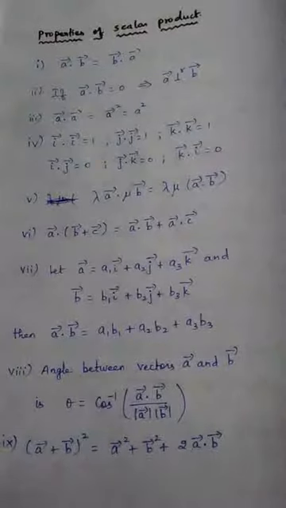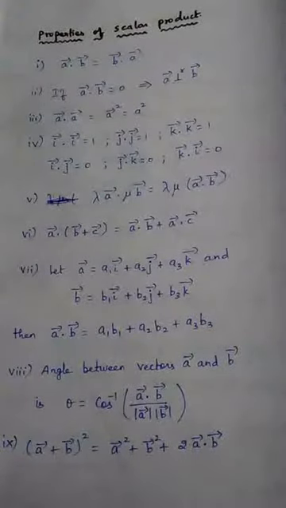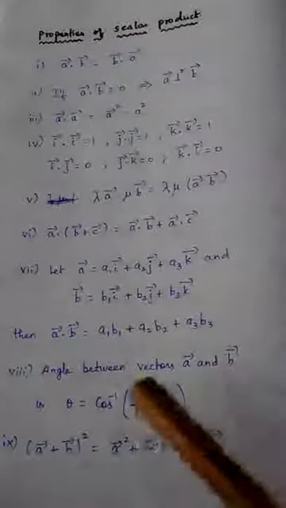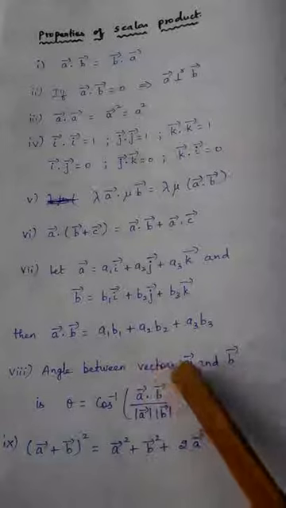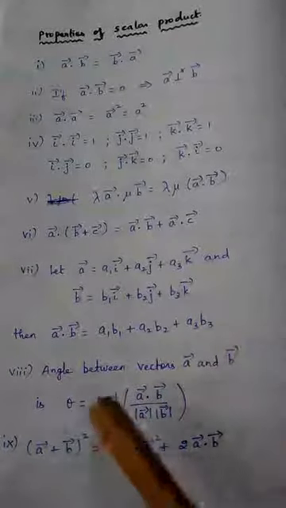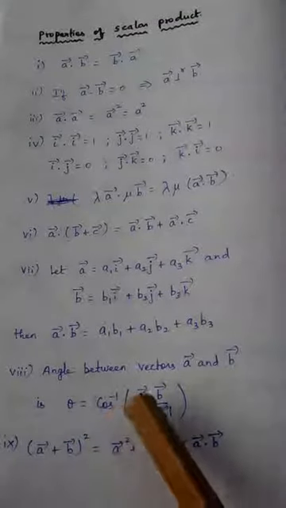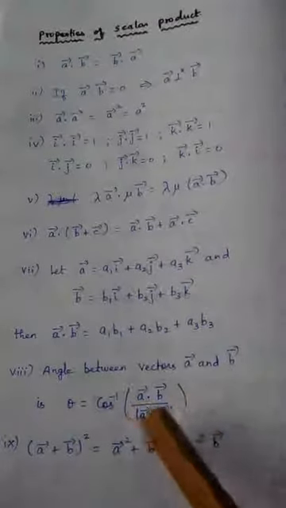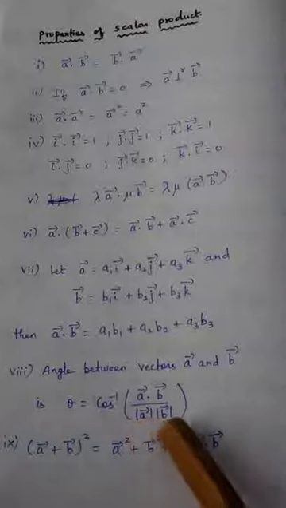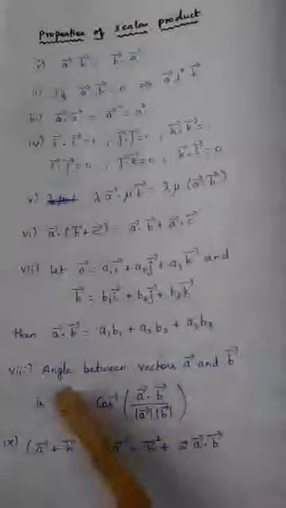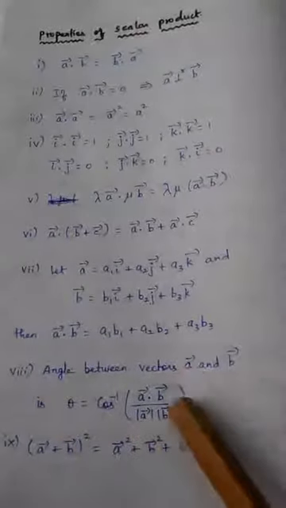I already told you properties are important things that we should keep in our mind, so that when we do problems we will easily apply the properties and go. The angle between two vectors A vector and B vector is given by the formula theta is equal to cos inverse of A vector dot B vector by modulus of A vector into modulus of B vector. So this is the formula for calculating the angle between two vectors.